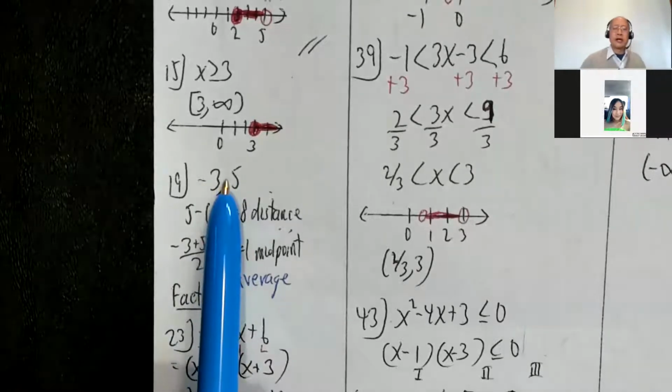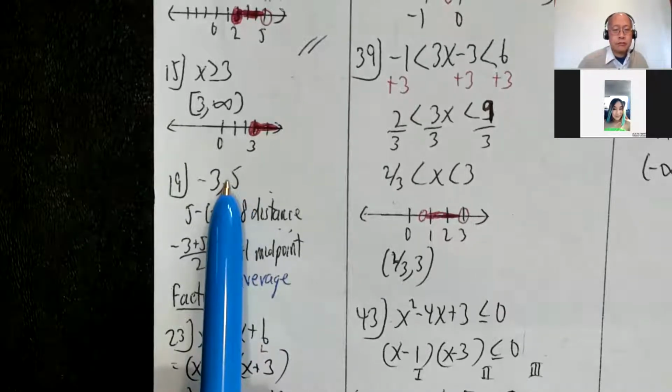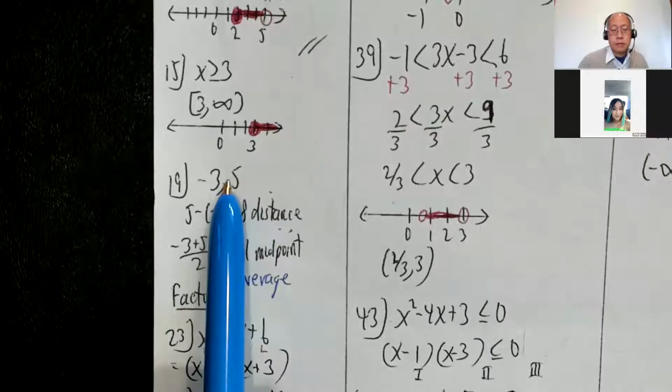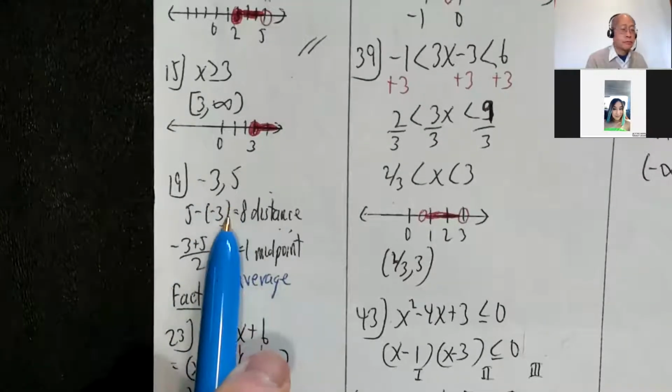And if you think of the number line, how far is it from 1 to 5? 4. And how far is it from 1 to -3? It's also 4, right? If you stop and think about it.